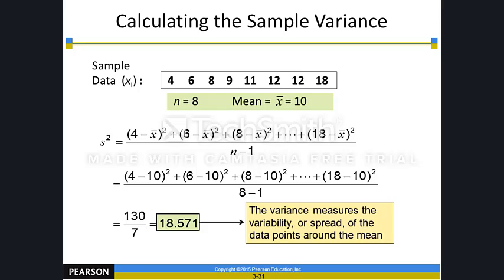It's important to know that you are not dividing by just n, but you are dividing by n minus 1. In this case, my n, which is the sample size, is 8. So 8 minus 1 is 7. So when I do that, I end up getting 18.571. So the variance measures the variability or spread of the data points around the mean. So the spread of this data around the mean is 18.571.